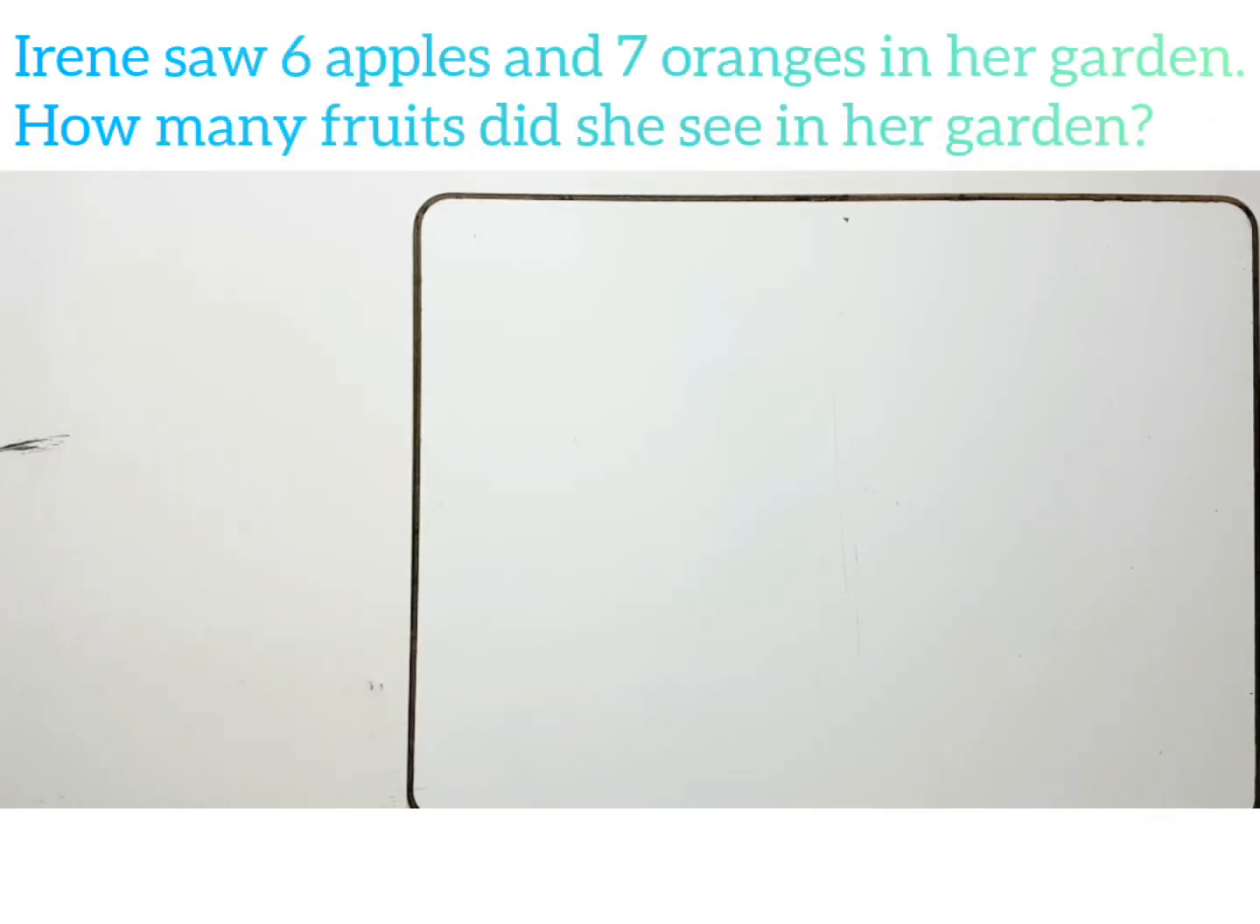Irene saw 6 apples and 7 oranges growing in her garden. How many fruits did she see growing in her garden? The first thing I did was read my problem. The next step is to draw. I'm going to draw my apples and my oranges. How many apples do I have? That's right, 6. I'm going to label my apples and oranges.